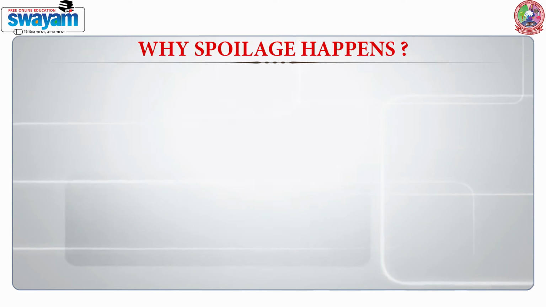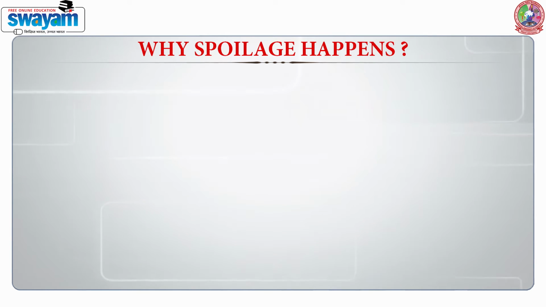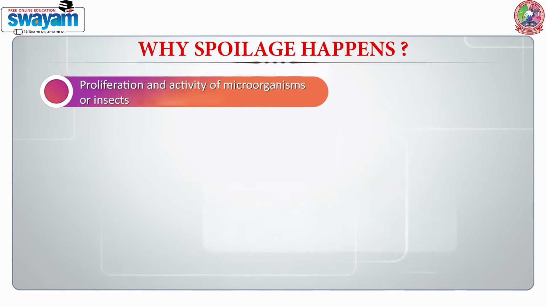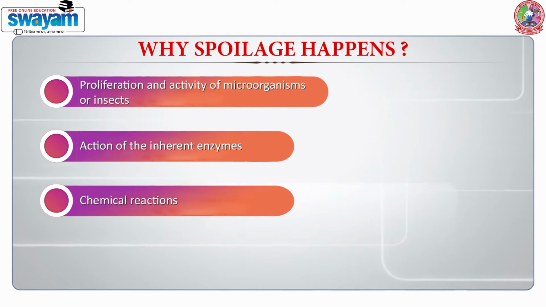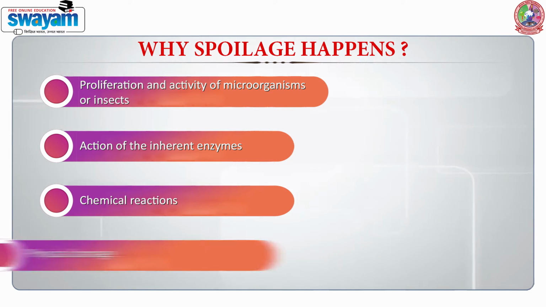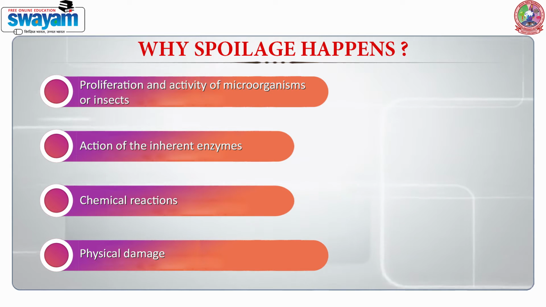Now, the next question which comes to our mind is why this spoilage happens. It takes place due to the proliferation and activity of microorganisms, and even insects at times. Apart from this, there are inherent enzymes in the food which bring about changes. Sometimes there are chemical reactions due to auto-oxidation, which is one of the main causes of chemical spoilage of food. Then we can have certain physical changes happening in food.